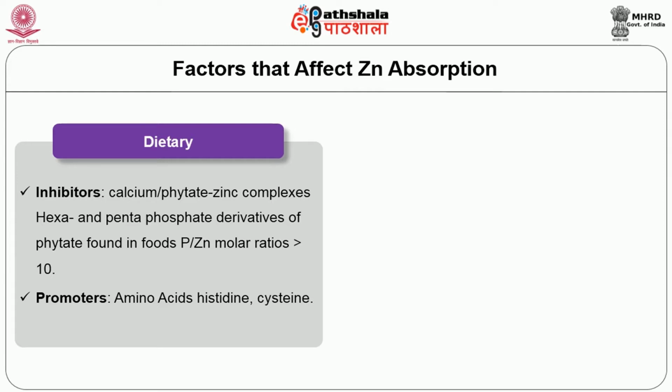There are promoters of zinc absorption like the amino acids histidine and cysteine, which are normally present in non-vegetarian foods like meat and fish and also eggs. So, histidine and cysteine, which you have already seen, are the two amino acids involved in the binding of zinc and forming part of zinc fingers and enzyme activity. So, these two are very much involved in the absorption of zinc also.